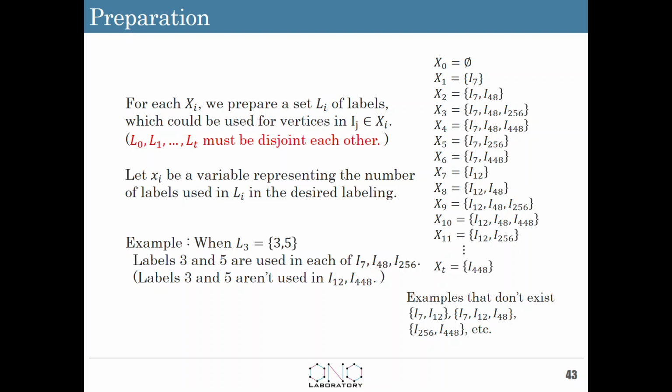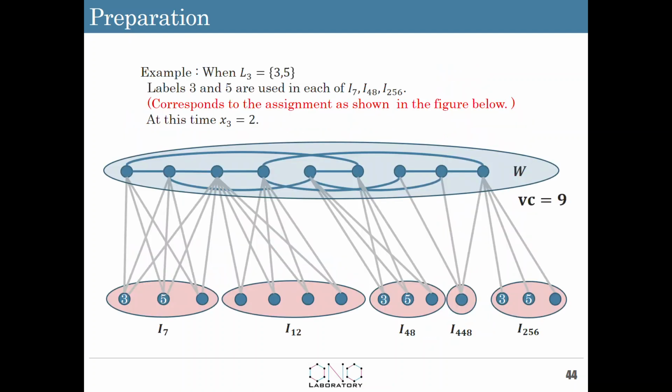Let small x_i be a variable representing the number of labels from L_i used in the desired labeling. Such a labeling corresponds to the assignment shown in this figure. At this time, small x_3 equals 2. This is an explanation of the preparation for the assignment to I. I'd like to explain the FPT algorithm for vertex cover.